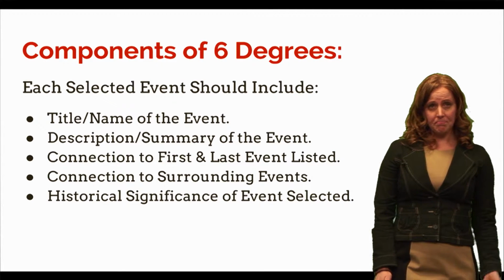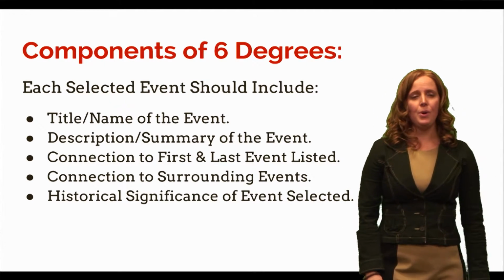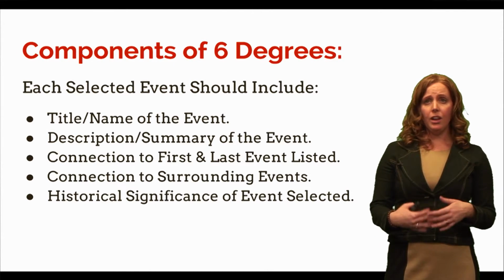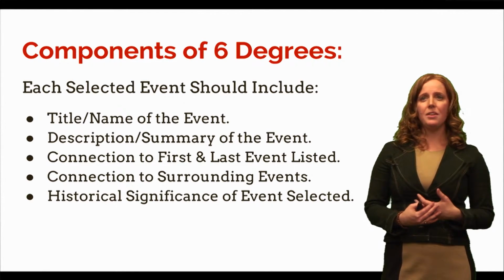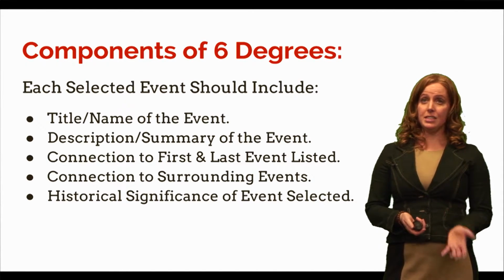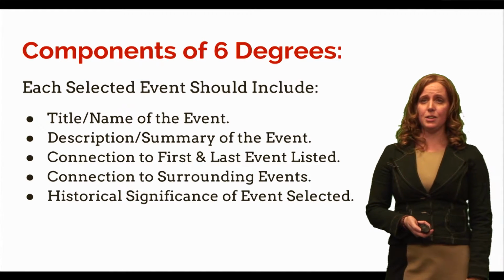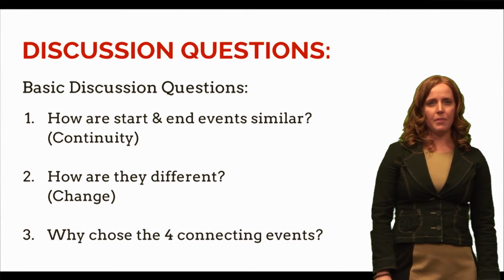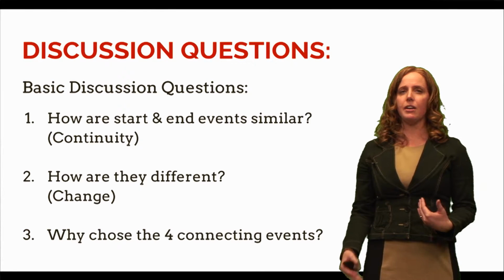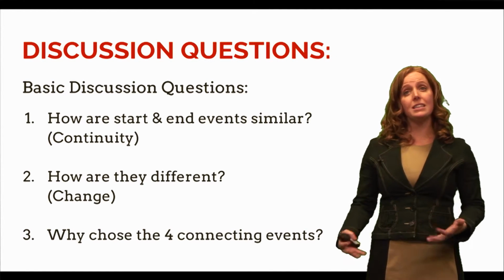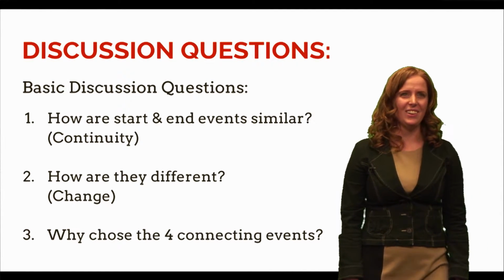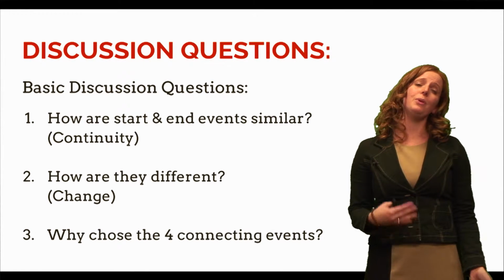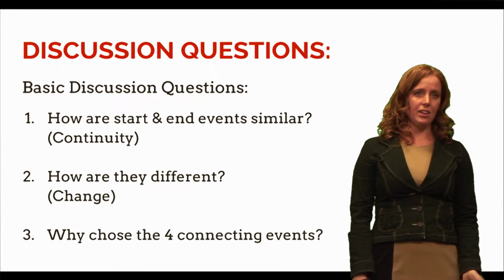Right? After students have gone through and identified those 4, you can either have them turn it in, or whatever you want from there, or you can really have them engage in the discussion. Now, the basic discussion questions for 6 degrees of separation are these 3. How are the start and end events similar, right? What is that continuity for the events that you're looking at? And how are the events different? What has changed between the Crusades and 9/11?